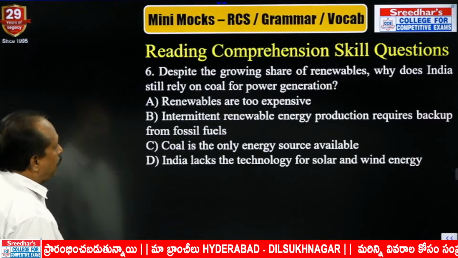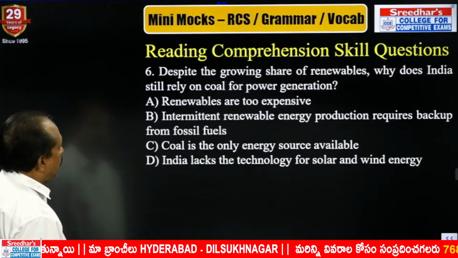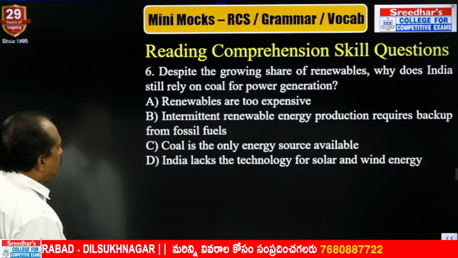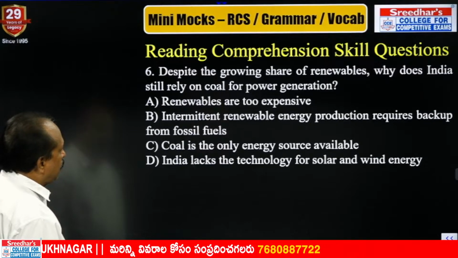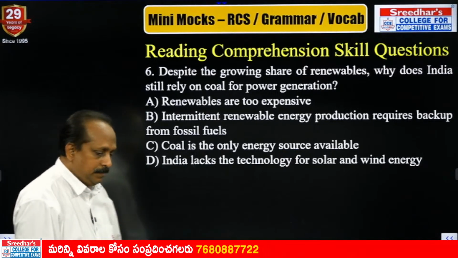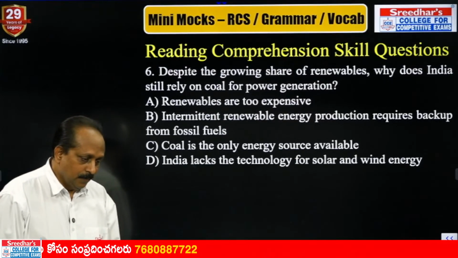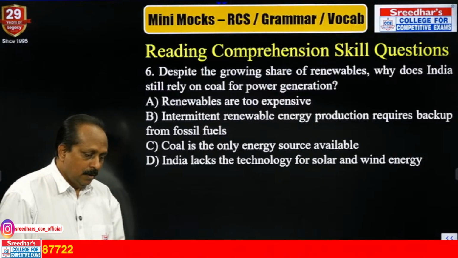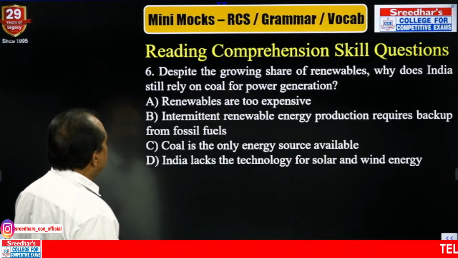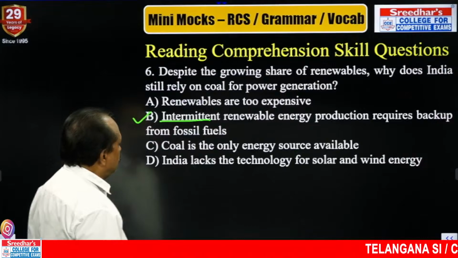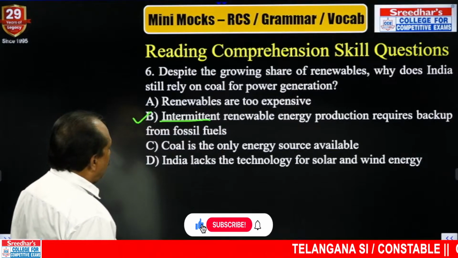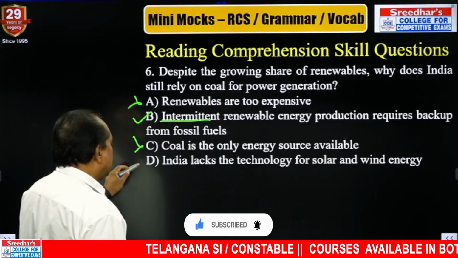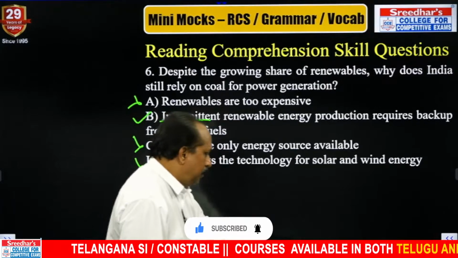Despite the growing share of renewables, why does India still rely on coal for power generation? Renewables are too expensive. Intermittent renewable energy production requires backup from fossil fuels. I don't know why many students have chosen B, but the answer is C. Question number 6, option B. Intermittent, the same word has been used. Renewable energy production requires backup from fossil fuels. We cannot use the others. Answer has to be B.